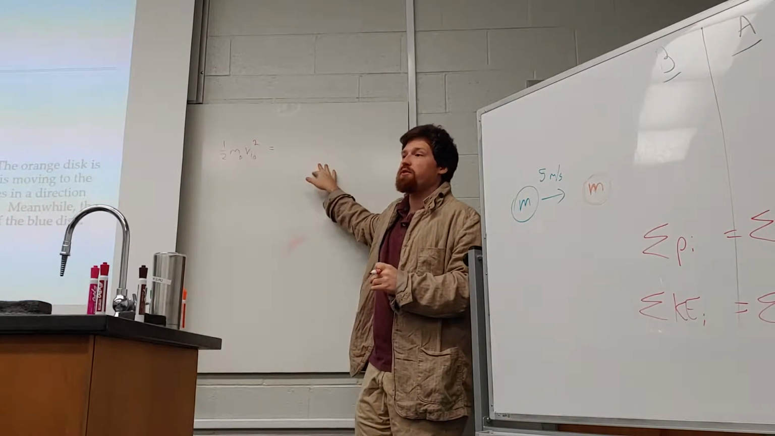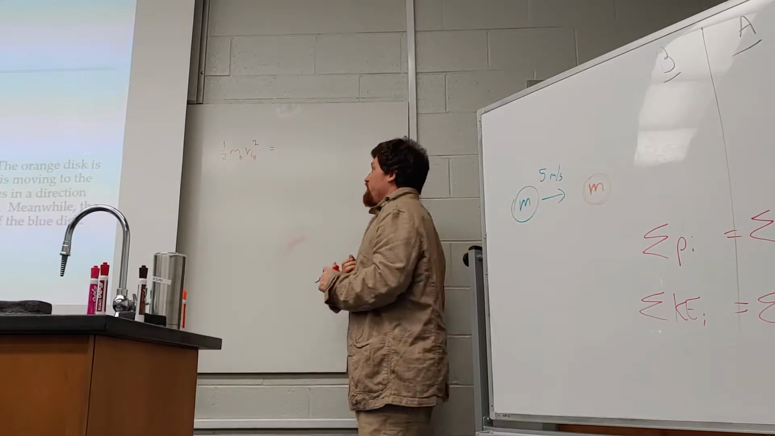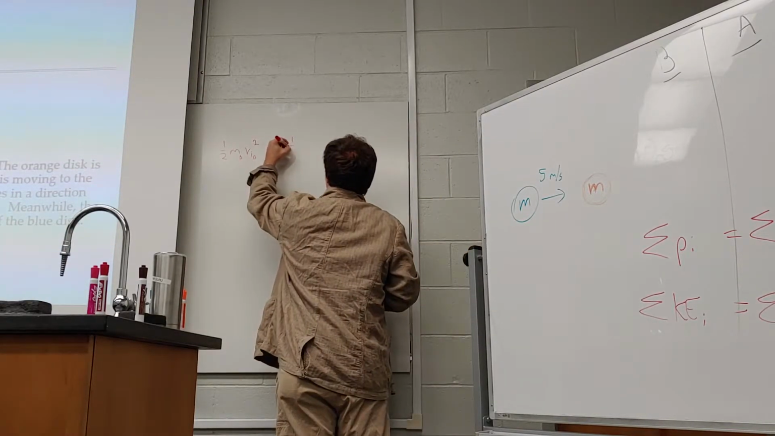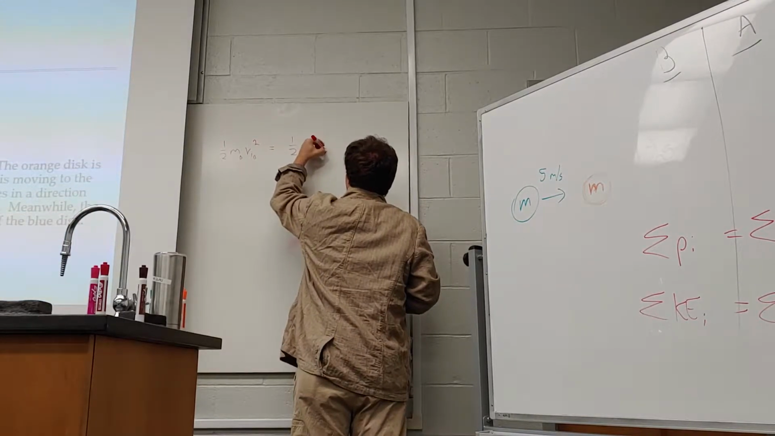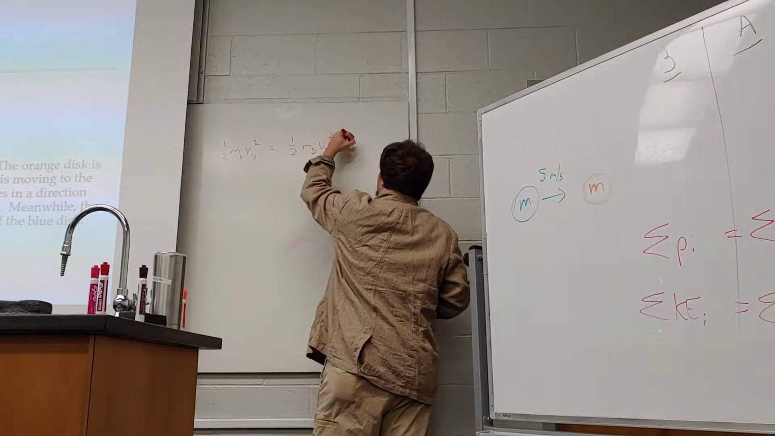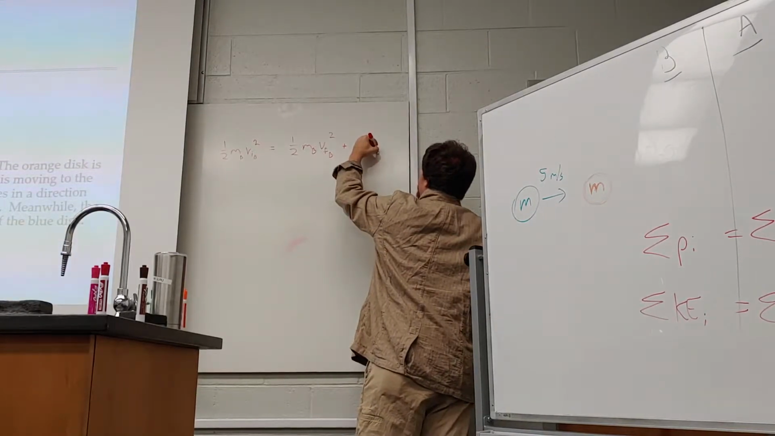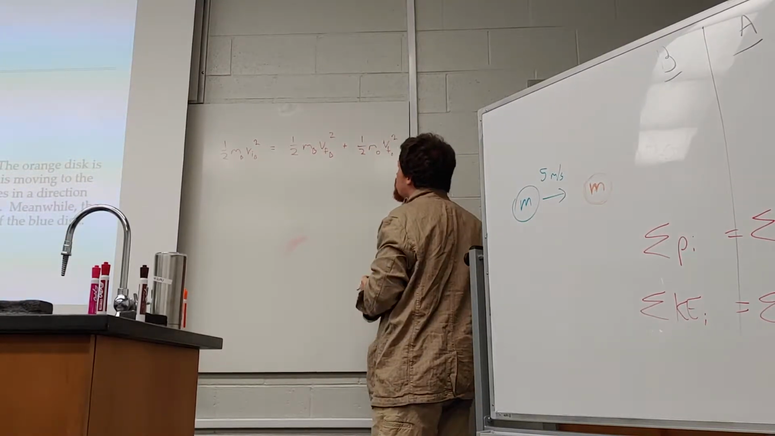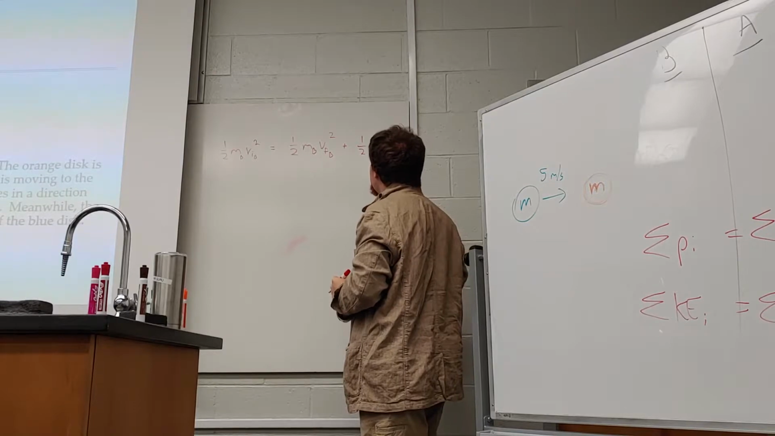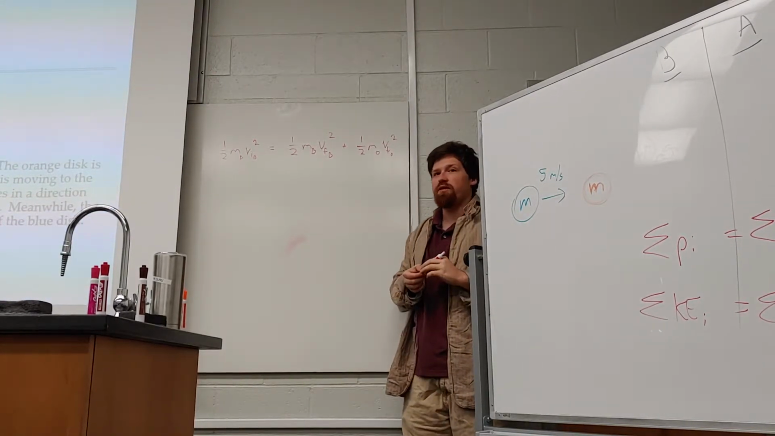Afterwards, both objects are moving at some different unknown final velocity. So 1/2 times mass blue times velocity final of blue squared, plus 1/2 times mass orange times velocity final orange squared. So that is describing the energy present in the system.